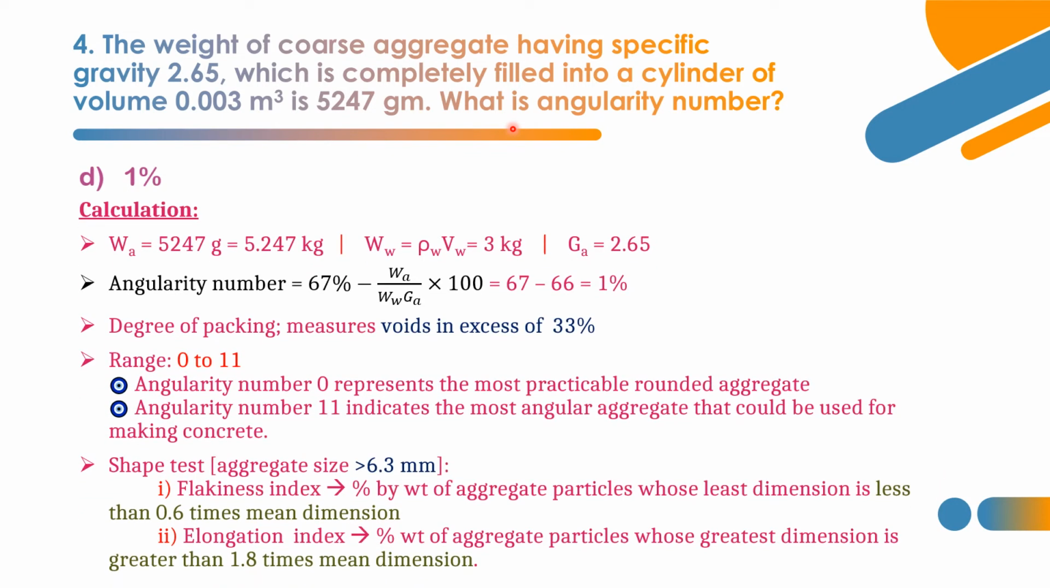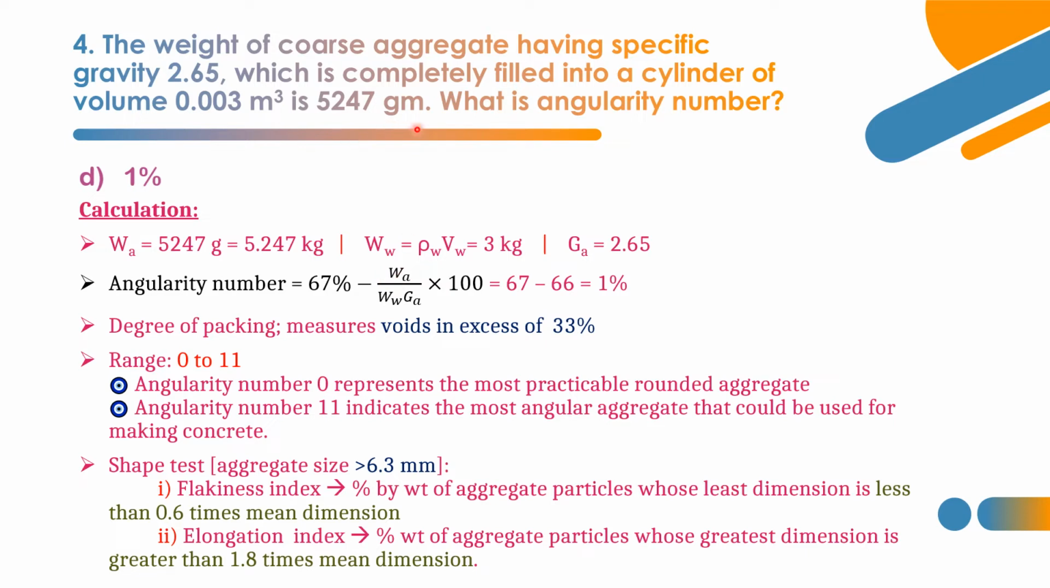Now we shall move on to the calculation. First, let's see the given data: W suffix A, that is the weight of aggregates, 5247 grams, or we can call it 5.247 kilograms. Let's see the formula and denote the data. Angularity number will be given by 67 percent minus WA by WW into GA. Here WA is the weight of aggregate, WW is the weight of water, and GA is the specific gravity of aggregate. So we know all the things.